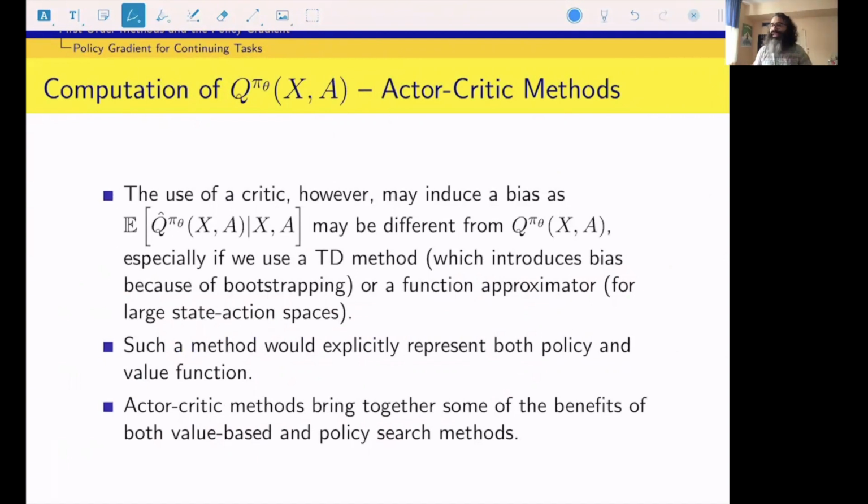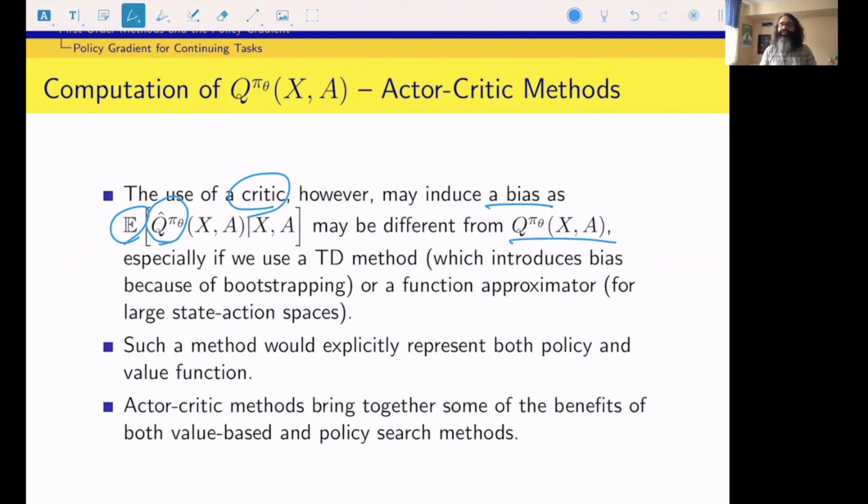Okay, so there is an issue in actor-critic methods. If you use a critic like a TD-based method, it induces some bias, because the estimate that we get from the critic may be different; its expectation may be different from Q pi theta. Especially this is the case if you use temporal difference types of methods, because they use bootstrapping. They use the current estimate of the value function, which might be wrong. So there's no guarantee that they provide an unbiased estimate, and often they provide a biased estimate.